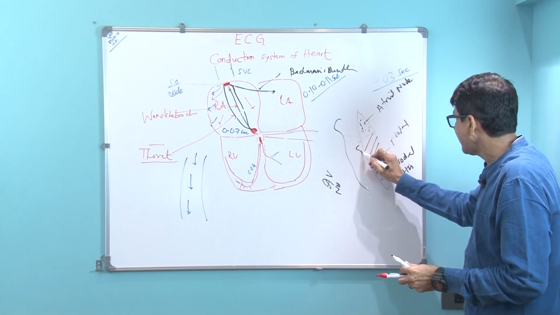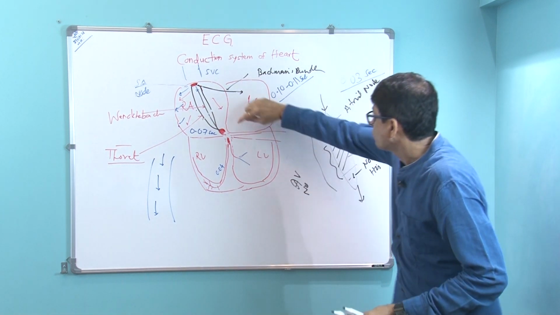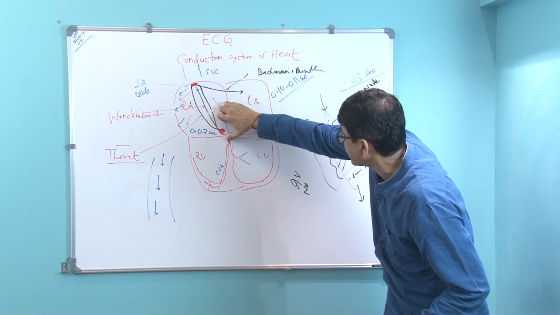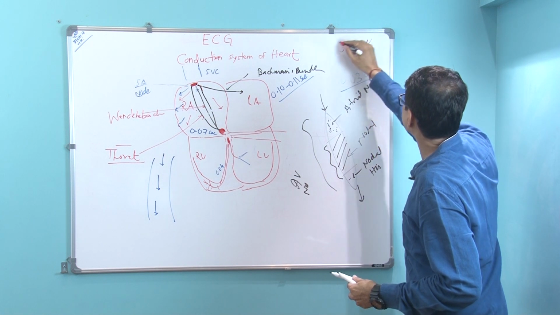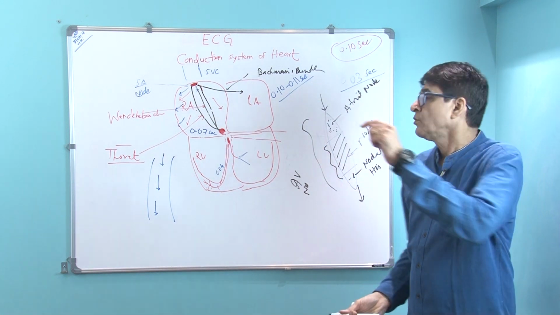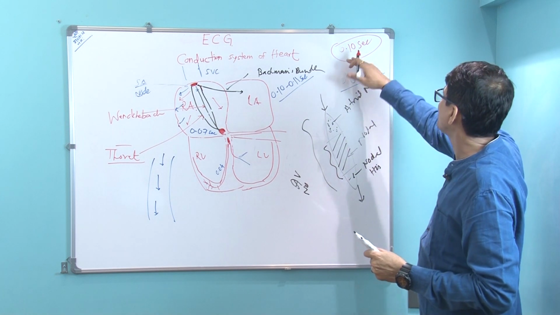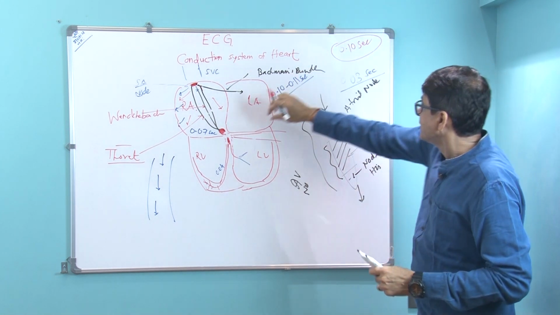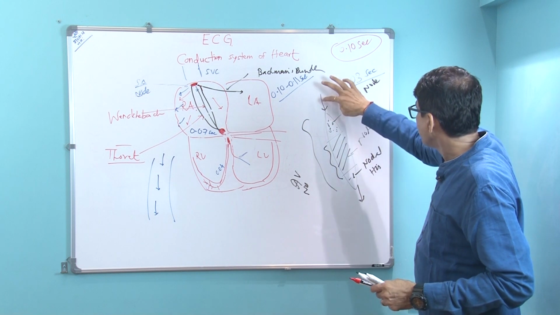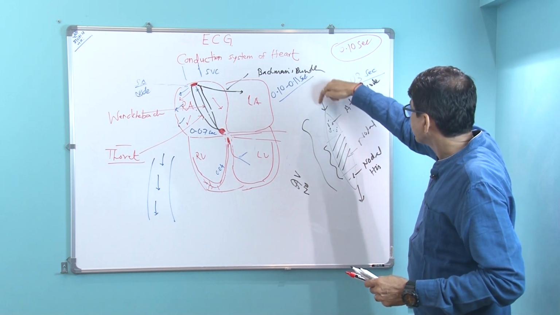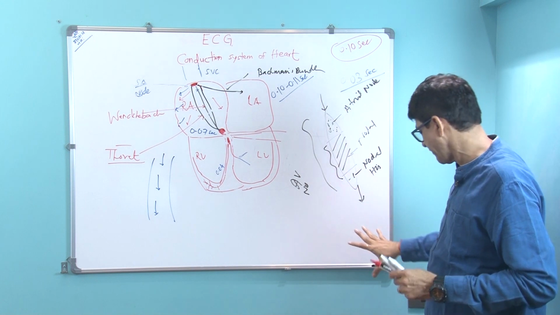So where is the delay? The delay happens in this part. When the impulse comes here, from entry to exit it takes almost 0.10 second. So that is known as AV nodal delay, 0.09 or 0.10 second. This has to be added. Because of this portion, the impulse which comes from the internodal tract takes almost 0.1 second to exit. So that is known as AV nodal delay.